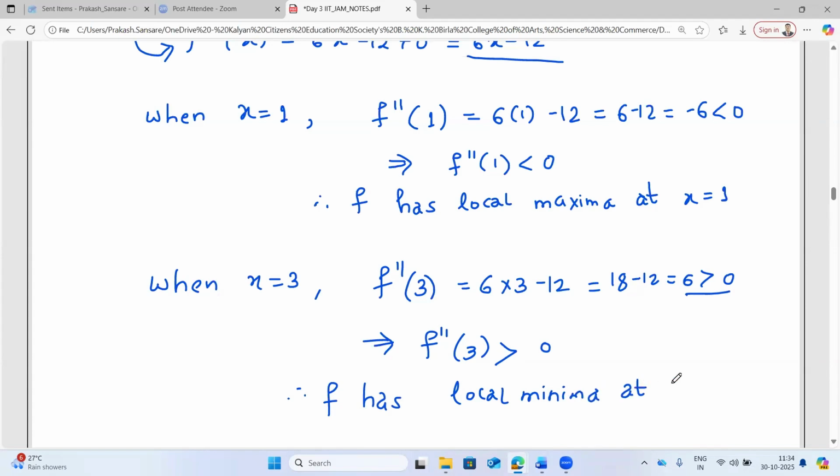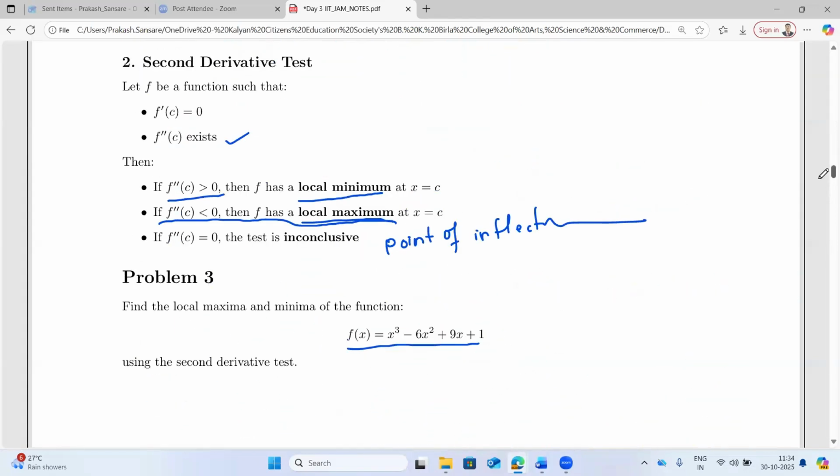And we may find the maxima value or minima value. So if somebody asks you what is the maximum value of f, then you have to substitute x is equal to 1 in this. If you find f at the critical point, you'll get the local maximum or minimum value.